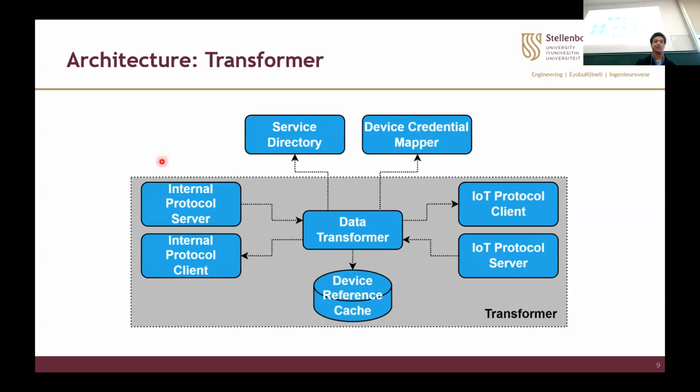Taking a bit of a look into the transformer, this is a bidirectional translator of the data structure that transforms the IoT device's data structure into a digital twin standardized structure, and vice versa. And as mentioned, this interacts with a device credential mapper, ensuring that a message is sent to the appropriate digital twin or IoT device.